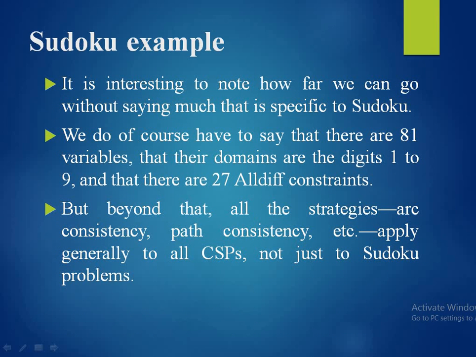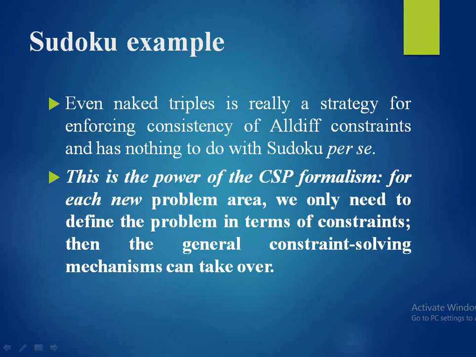It is interesting to note how far we can go without saying much that is specific to Sudoku. We do of course have to say that there are 81 variables, that their domains are the digits 1 to 9 and that there are 27 all-diff constraints. But beyond that, all the strategies, arc consistency, path consistency, etc. apply generally to all CSPs, not just to Sudoku problems. So even naked triples is really a strategy for enforcing consistency of all-diff constraints and has nothing to do with Sudoku per se. This is the power of the constraint satisfaction problem formalism. For each new problem area, we only need to define the problem in terms of constraints. Then the general constraint solving mechanism can take over.